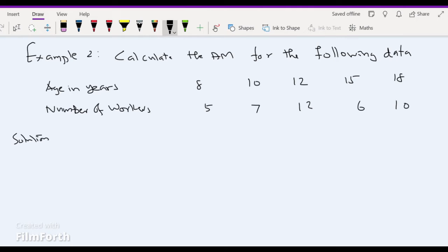So how to solve this problem? Let age in years be x: 8, 10, 12, 15, 18. Corresponding frequencies, that is the number of workers: 5, 7, 12, 6, 10. So just multiply, fx is 40, 70, 144, 90, and this is 180.